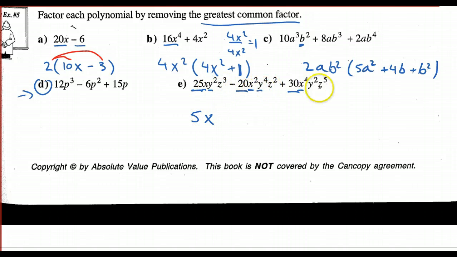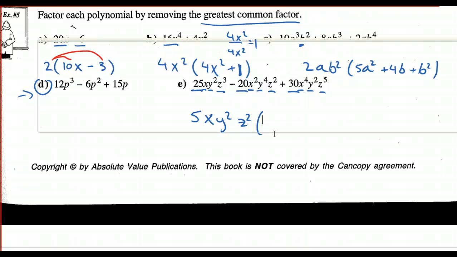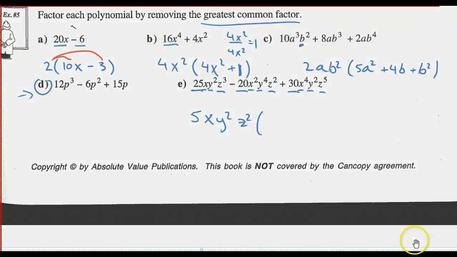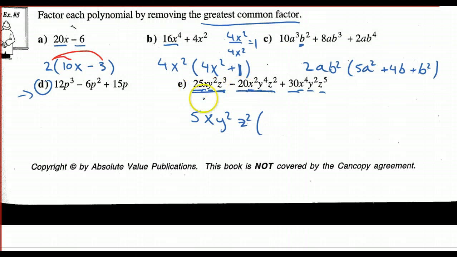y squared, y to the 4, y squared jumps out. 3 z's, 2 z's, 5 z's, z to the 2 jumps out. Okay, now I open up my bracket, and what's left inside that bracket is whatever I get when I divide all these terms, 1, 2, and 3, by my common factor. Whatever's left goes inside the bracket. So 25 divided by 5 is 5, x divided by x is 1, y squared divided by y squared is 1, z cubed divided by z squared is z only.